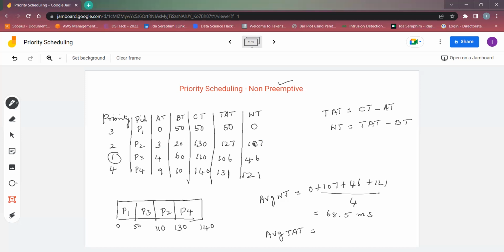And the next one you have to find out is the average total turnaround time. So add everything: 50 plus 127 plus 106 plus 131 divided by 4. It will be 103.5 milliseconds. So this is how priority scheduling works in the non-preemptive mode.